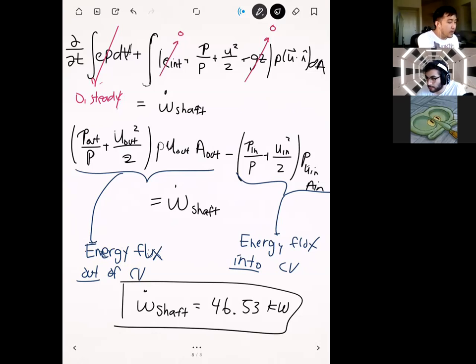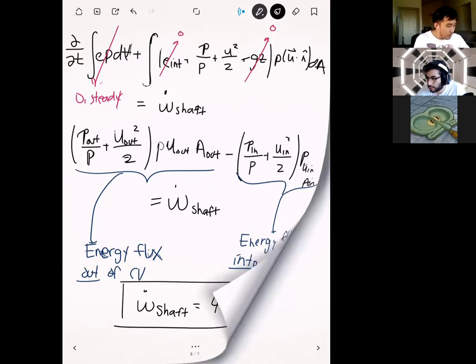Okay. So that's a way that you can see that when you input energy into a system through a pump, you can increase its velocity and you can increase its pressure. Okay, so let's now do an example of the opposite. So let's look at a turbine.